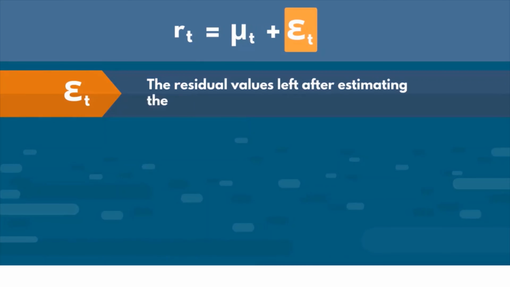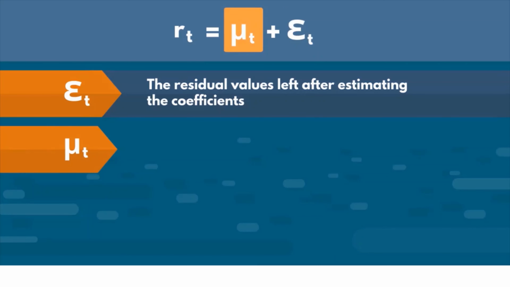For starters, it's important to note that we can express any variable r_t that we plan on fitting into an ARCH model with the simple equation r_t equals mu_t plus epsilon_t. Just like before, epsilon_t expresses the residual values left after estimating the coefficients, and mu is once again the mean. However, here lies the catch of this model.